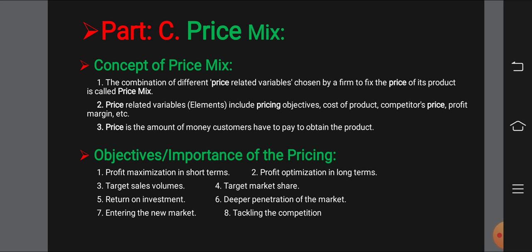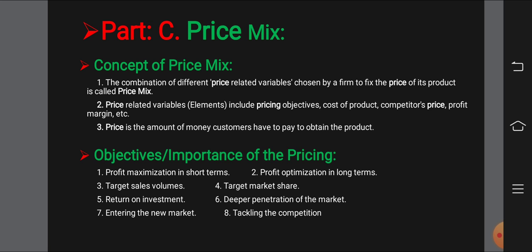Then we will move forward to the next point: what are the objectives of pricing. The first objective of pricing is profit maximization in the short term as well as in the long term. What is the meaning of profit maximization? To gain the maximum possible profit by selling their product. The second objective is profit optimization in the short term as well as in the long run. What is the difference between profit maximization and profit optimization?